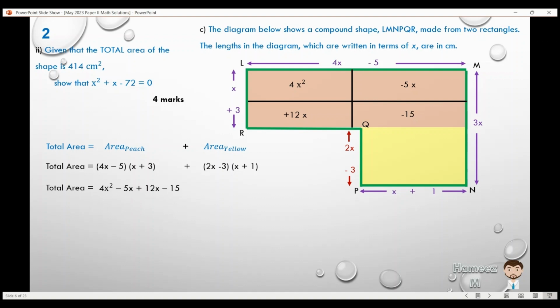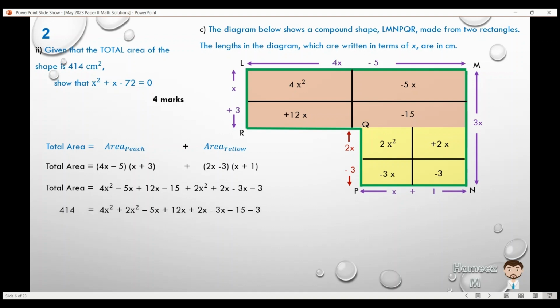That's fine. Let's do the same with the yellow area. The top left side of the yellow area will be 2x times x, which is 2x squared, plus 2x squared. And the top right side is plus 2x times plus 1, which is plus 2x. And the bottom left side is minus 3 times x, which is minus 3x. And the bottom right side, minus 3 times 1, is minus 3. So we can bring that up. And now that we have these 8 terms, of course you could have simplified it, that's fine. Now, the total area we can simplify.